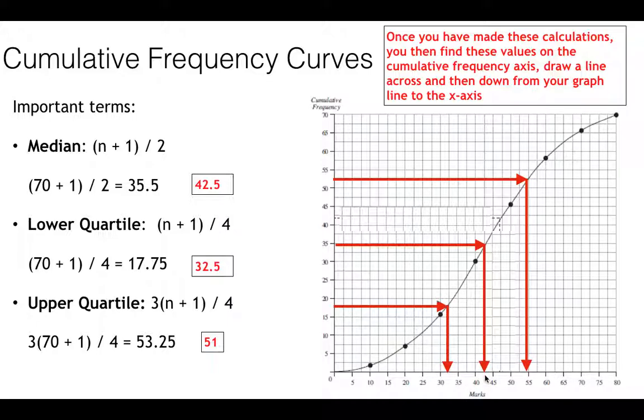I do exactly the same with my lower quartile and my upper quartile. I find that the mark for my lower quartile is 32.5, and the mark for my upper quartile is 51. So do be careful. When you've worked these out, you have not worked out the median, lower quartile and upper quartile. What you've worked out is the position, and you need to read the values from the graph. Otherwise, there'd be no point in having that graph there.